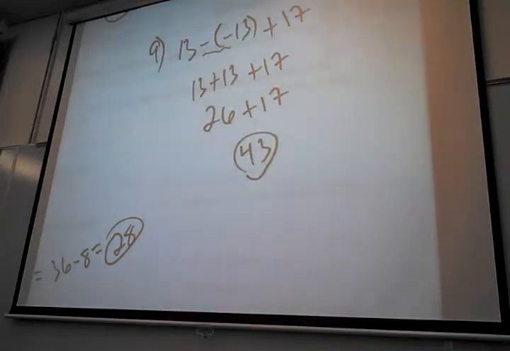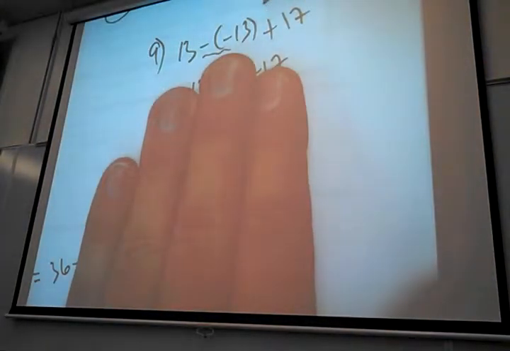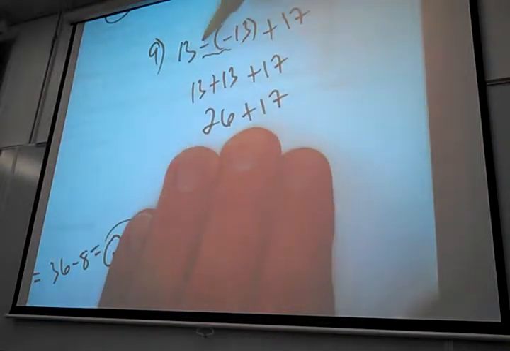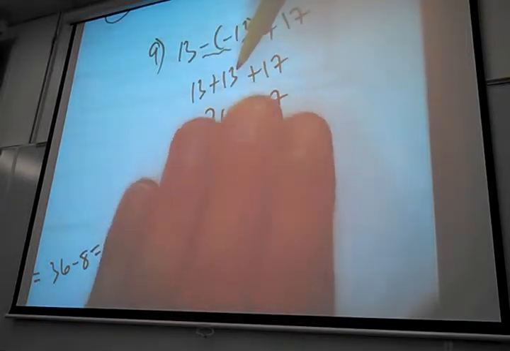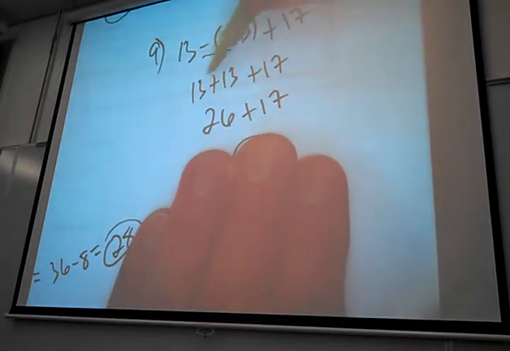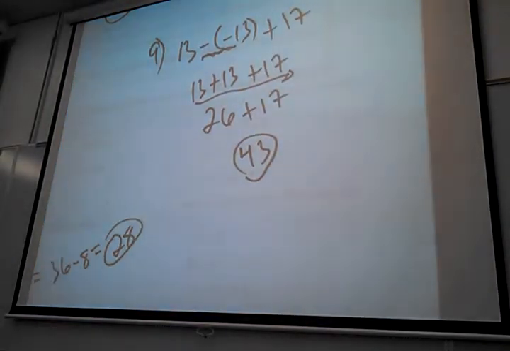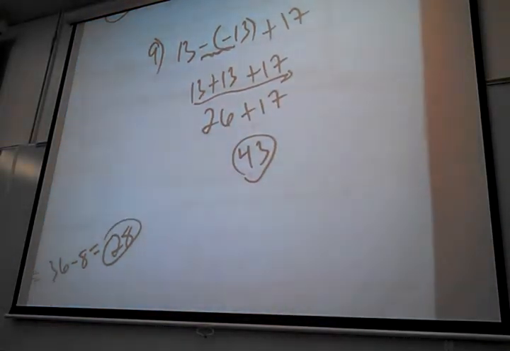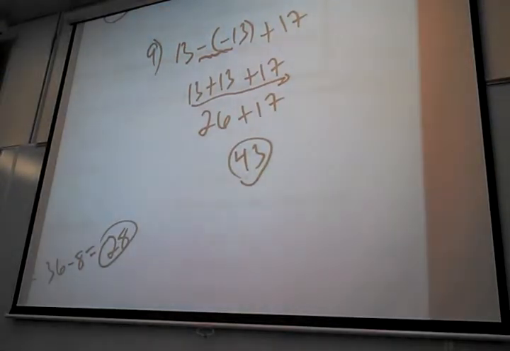So all we did there, here's the problem. It's number 9. What's the minus and negative? Careful. Plus, right? 13 minus negative 13 is 13 plus 13. And then you've got plus 17. Now you just kind of add it as it goes. So the first thing I did was rewrite those two signs as one. Minus and negative becomes a plus. Right?